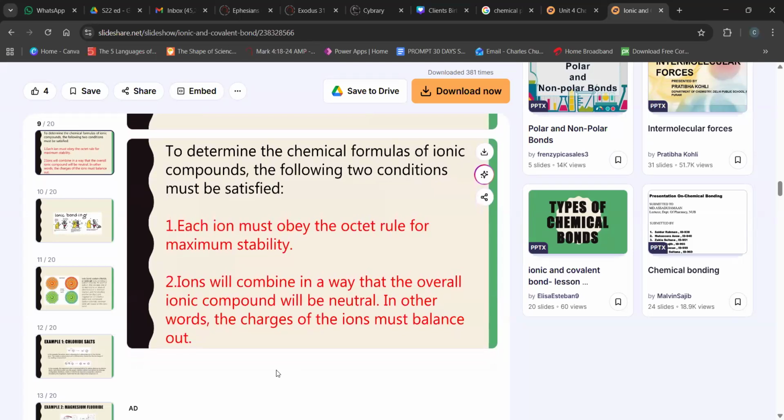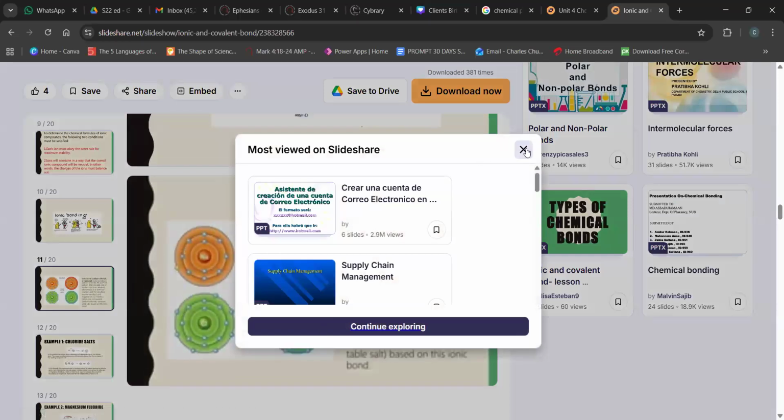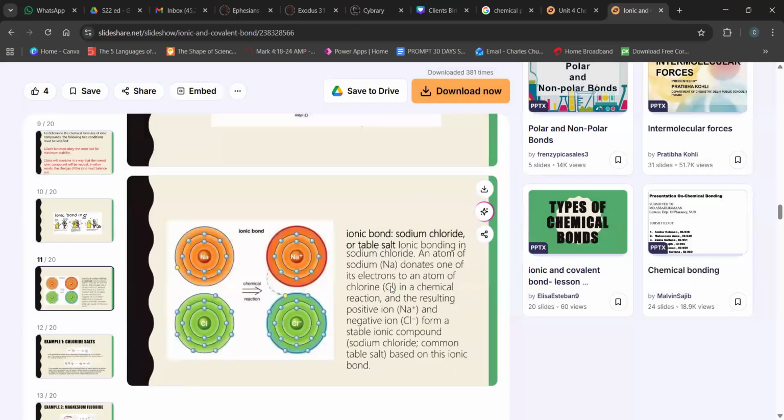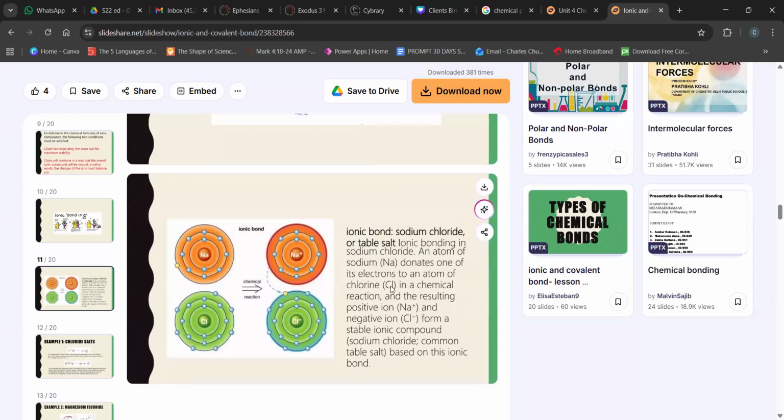Don't worry. So let me go to something that you would understand better. Okay, can you see this? Good. So if you want to do a screenshot, you can do a screenshot of this. This is a very good example of what I was explaining. Sodium chloride. Sodium is a very good metal, and chlorine is a very good non-metal.